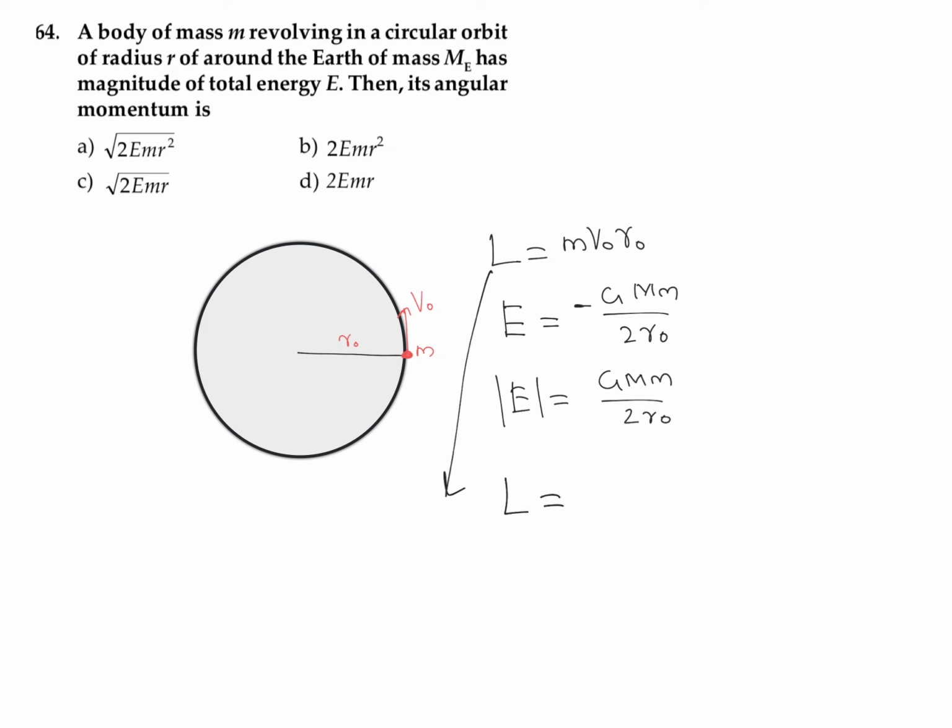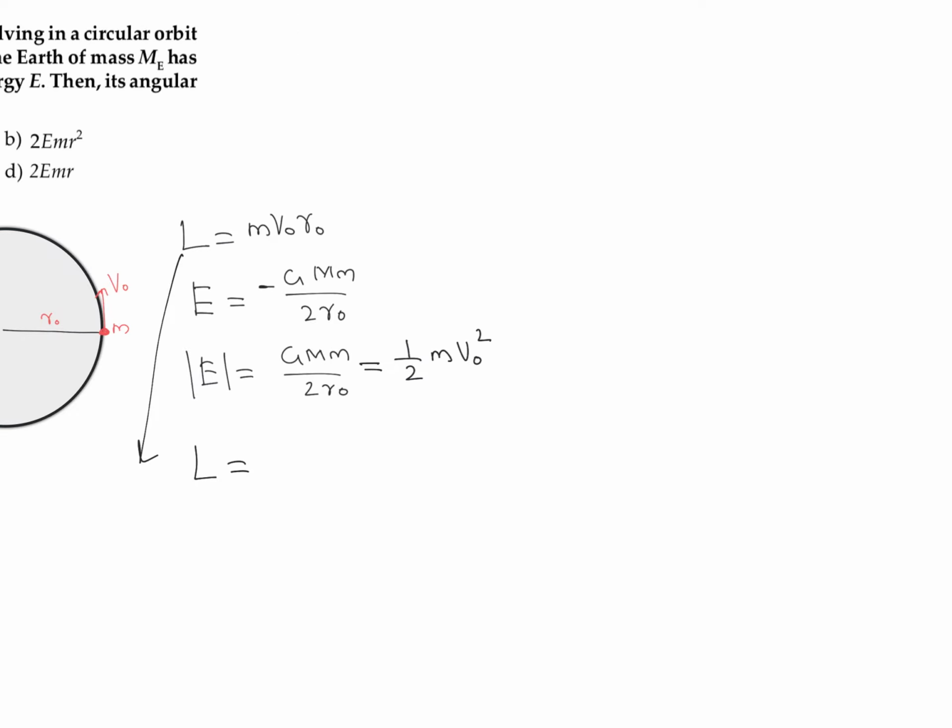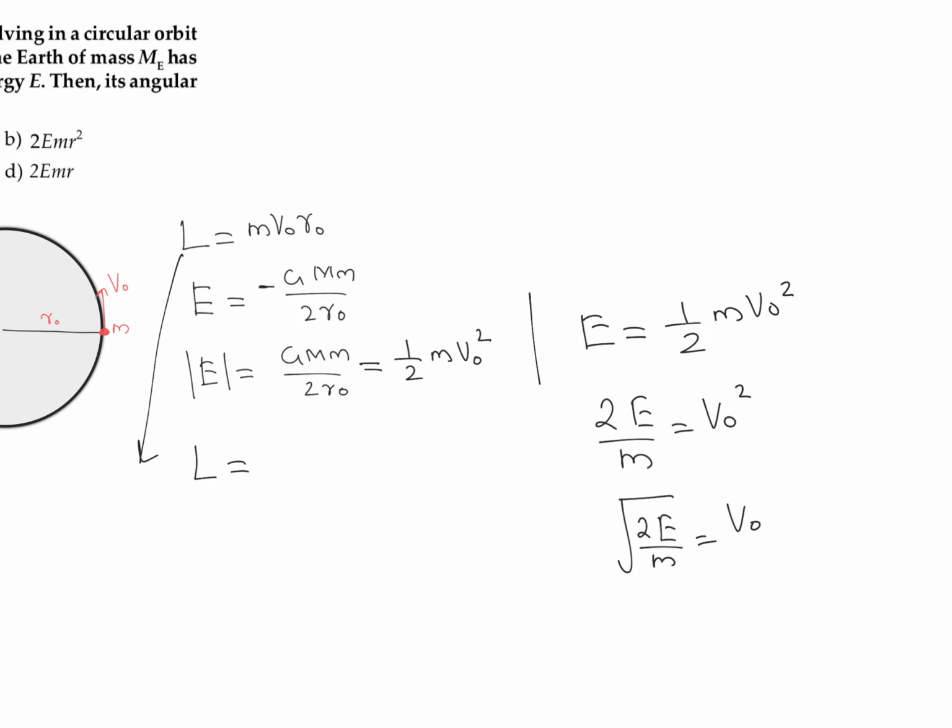Angular momentum is nothing but m into v naught into r naught. The magnitude of the total energy equals the kinetic energy, and kinetic energy is half into m into v naught square. So as E is equal to half into m into v naught square, we can write 2E divided by m as the value of v naught square, or the square root of 2E divided by m as the value of v naught.